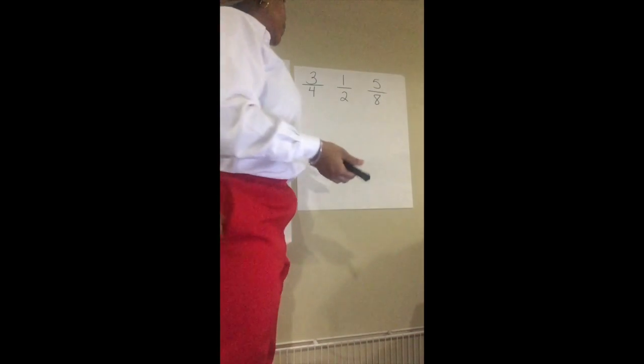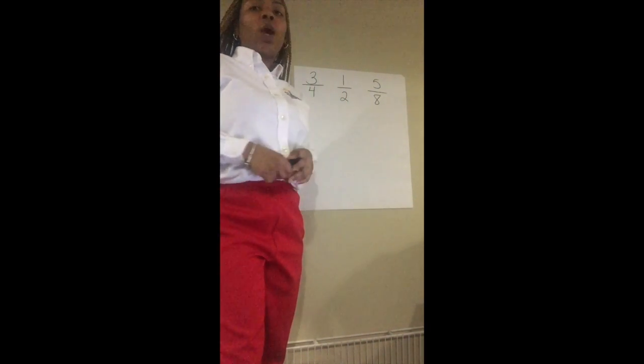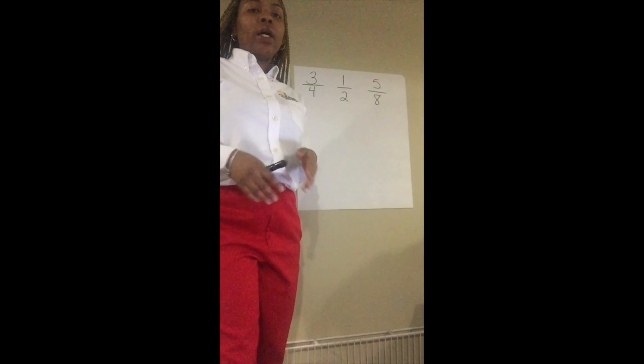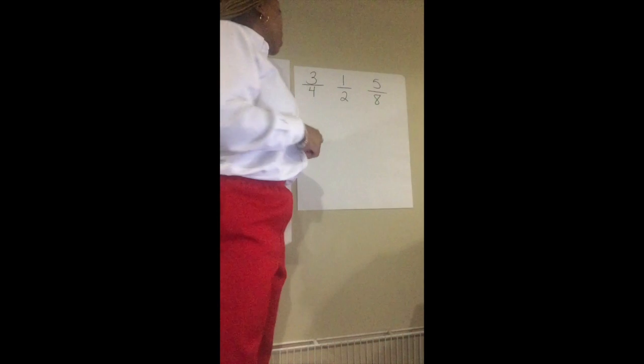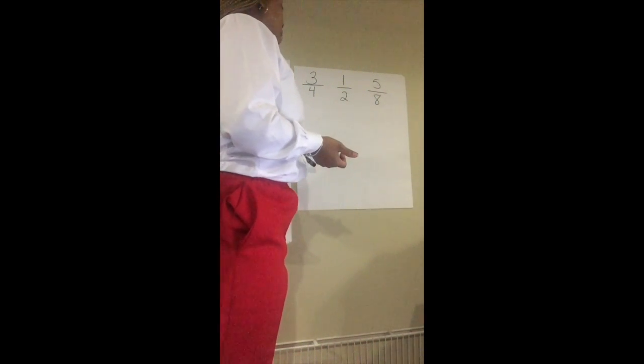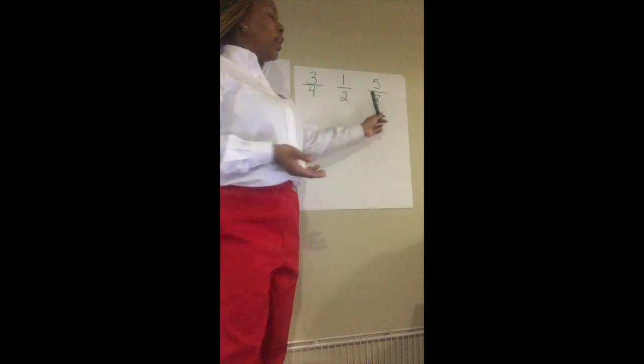Now let's start with these fractions: 3/4, 1/2, and 5/8. And what we will be doing with these fractions is putting them in order from least to greatest. Now, let's take a look at the denominators. As we can see, we have 3 different denominators: 4, 2, and 8.